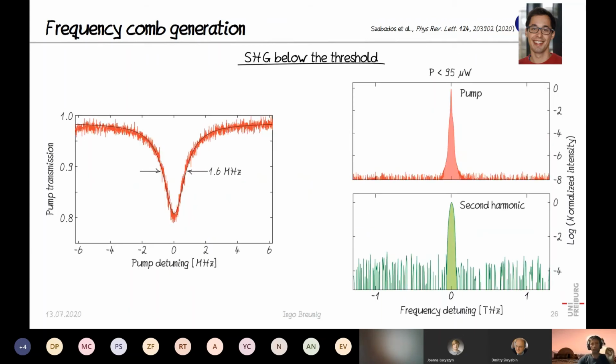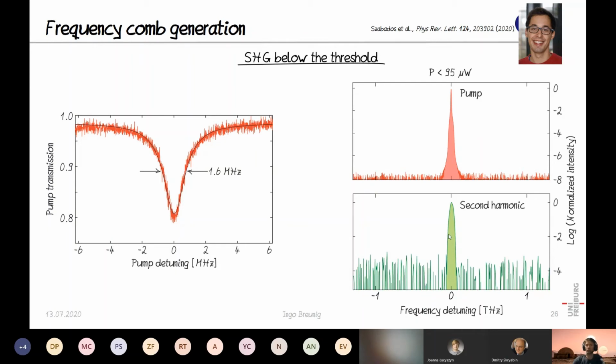First, at very low powers, considerably below 100 microwatts, he observed the pump transmission as a function of pump detuning that looks nicely Lorentzian. He had a line width of 1.6 megahertz. This gives a quality factor of some 10 to the power of 8, so it was okay. And in the spectrum, he could just see the pump and the second harmonic.